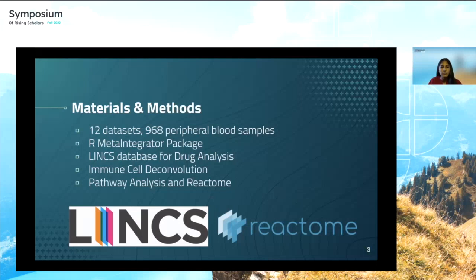And then we also performed immune cell deconvolution on our gene signatures, which allowed us to identify significant immune cells in CAD and MI patients. Lastly, we performed biological pathway analysis using Reactome, an online collection of biological pathways, to identify significant pathways associated with both diseases.